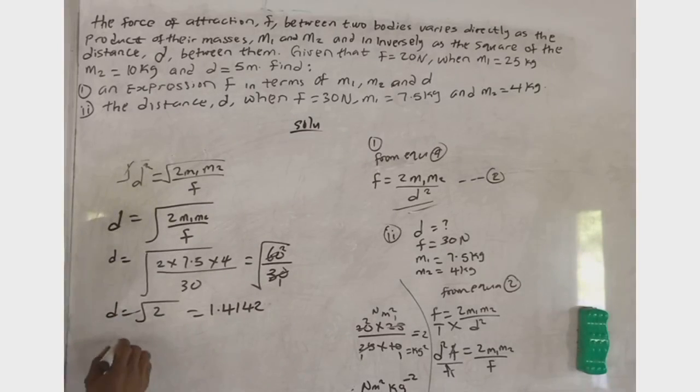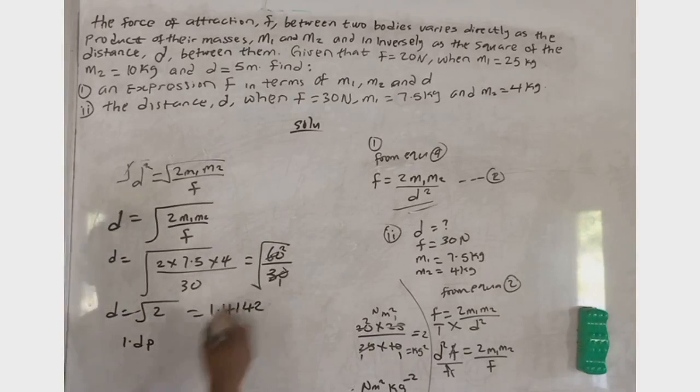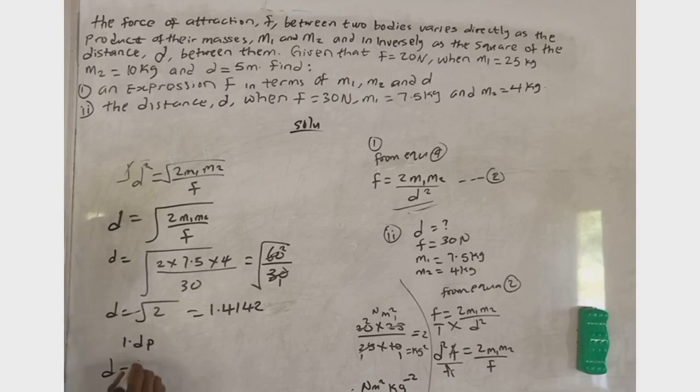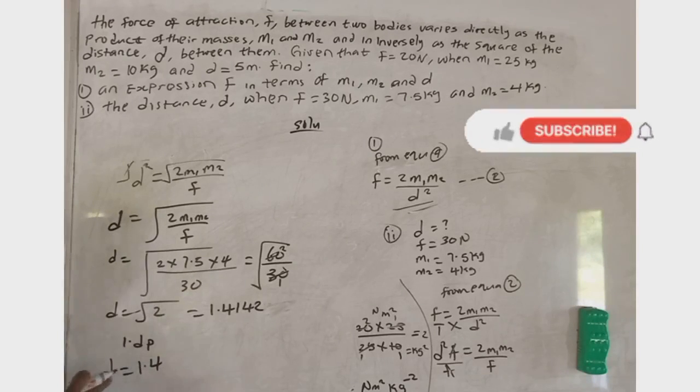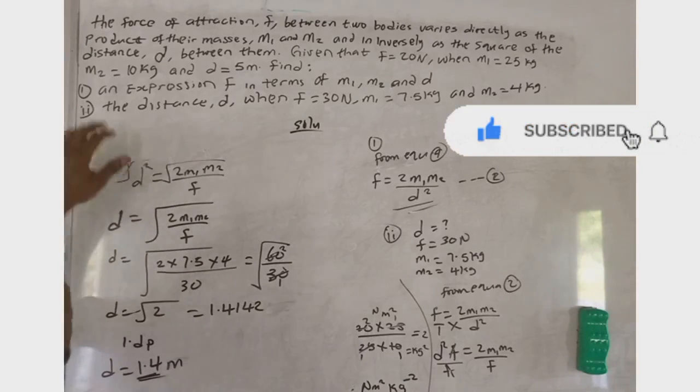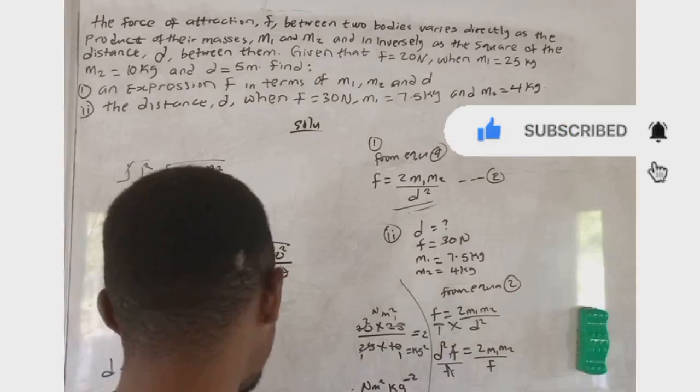Or if you want, you can make it 1 decimal place or 2 decimal places. Let's make it 1 decimal place. Though it's not stated in the question, I just want to leave it like that. When you put it in 1 decimal place, the next digit after the 4 is 1, which is rounded down to 0, so we have 1.4. And the unit for distance is meter. So the value of D here is 1.4 meters. That is how you solve this question.